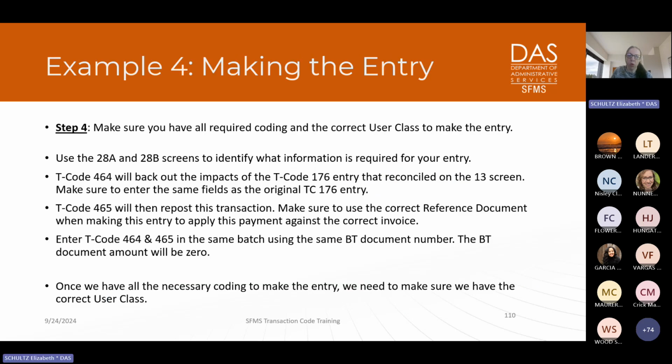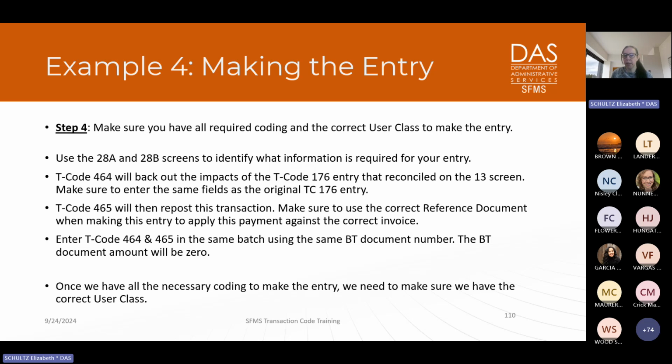So we go through our normal process of preparing our batch. For T-code 464, this is the one that's backing out the impacts of that T-code 176 entry. So we're going to enter all the same fields that were on our original T-code 176 entry to back it out with T-code 464. T-code 465 is then going to repost the transaction. So we're going to enter the same information, but we're going to use the correct reference document. It was supposed to be a different invoice, so we need to enter that invoice on the T-code 465.